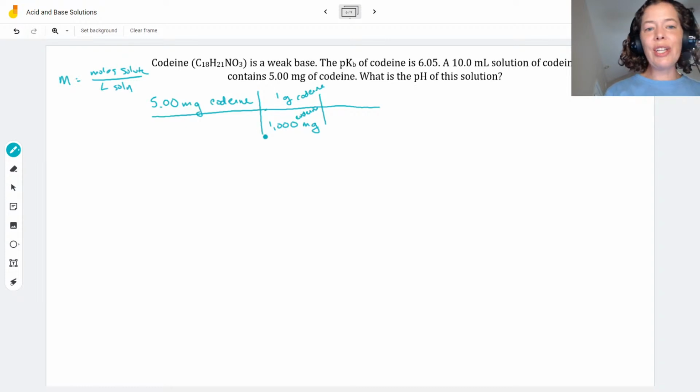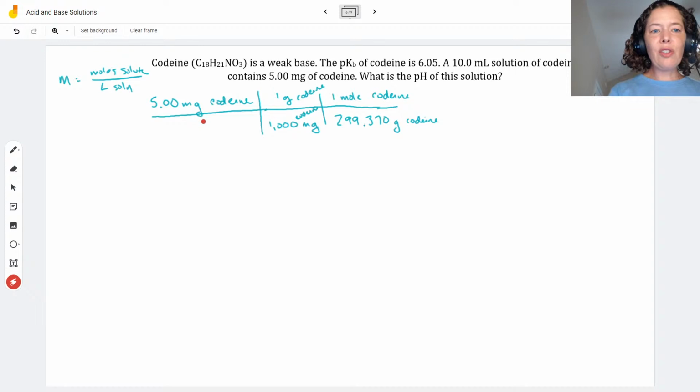That's kind of squashed there. So now I want to use the molar mass to convert to moles, and so I'm going to end up with moles of codeine up here. And my molar mass, I did look this up, this is 299.370. That is grams of codeine.